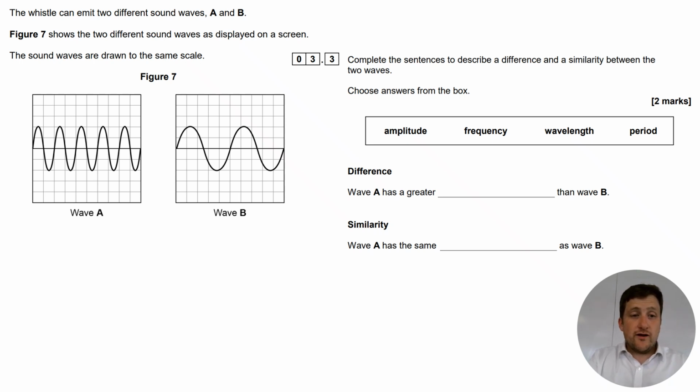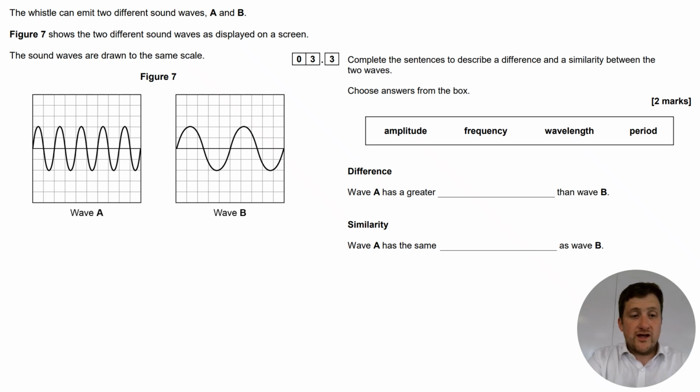Okay, we've got 2 waves, wave A, wave B. Complete the sentences. I always think it's important to read carefully because it says choose the answers from the box. It doesn't say you can use the answer more than once, and that's almost a hint that you should. And this doesn't say it, which means we're going to be using different answers. So we've got to look.